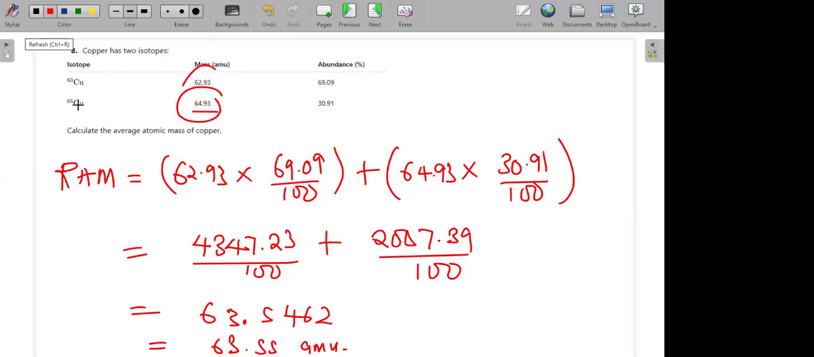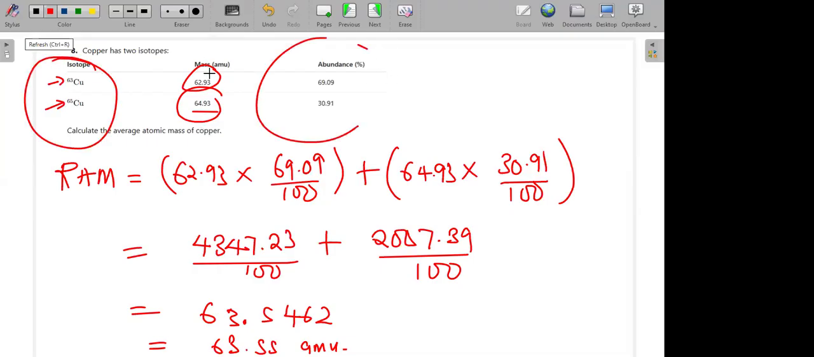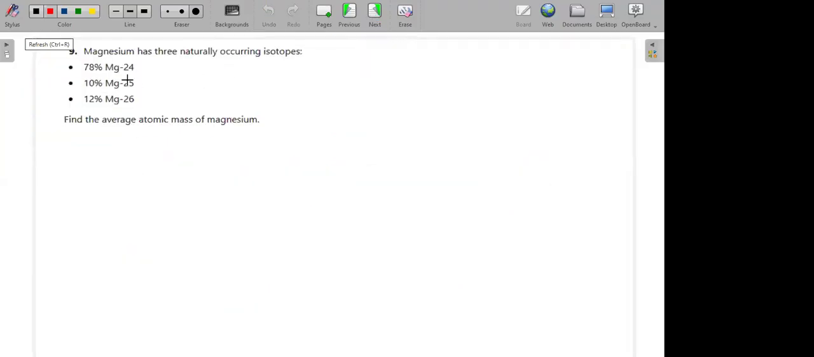Here I was given these masses, right? So I can't use those masses there. But if you have not been given masses, and you've just been given the isotopes and percentages, then you have to use 63 and 65 as your masses. That's what you can see here: magnesium 24, magnesium 25, magnesium 26.